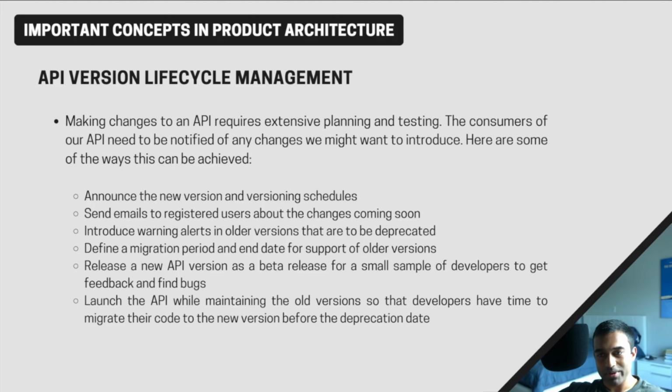Release a new API version as a beta release for a small sample of developers to get feedback and find bugs. Launch the API while maintaining the old versions so that developers have time to migrate their code to the new version before the deprecation date.